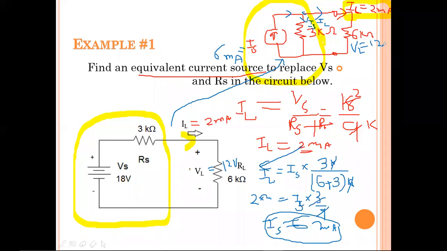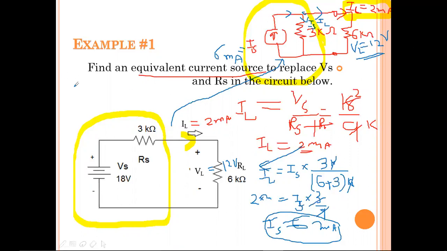If you have any doubt, please check. 2 into 6 is 12, and the kilo ohms and milli get cancelled, because this is 10 to the power of 3 and this is 10 to the power minus 3. Then the 12 volts will appear across this load resistance. Hence, this is 12 volts, VL, IL.